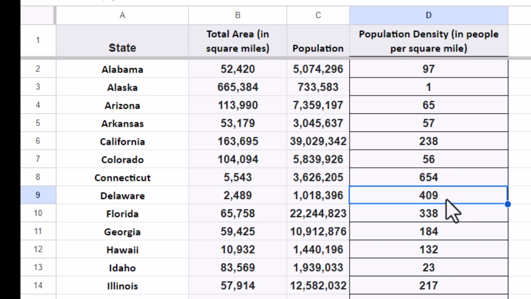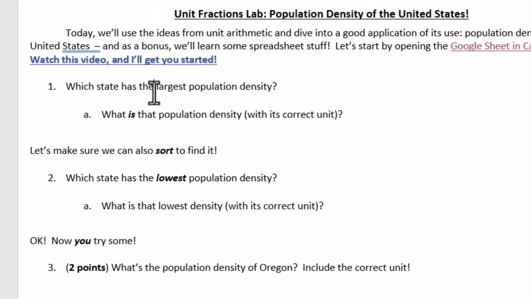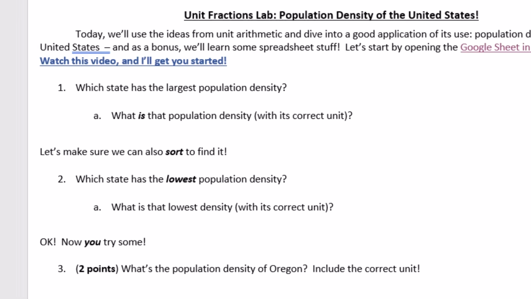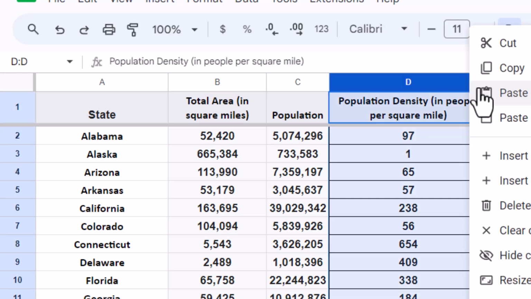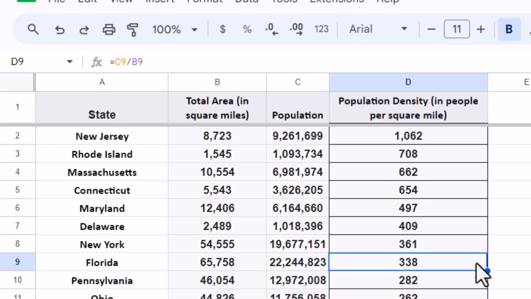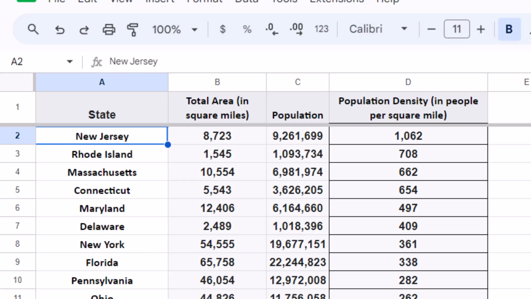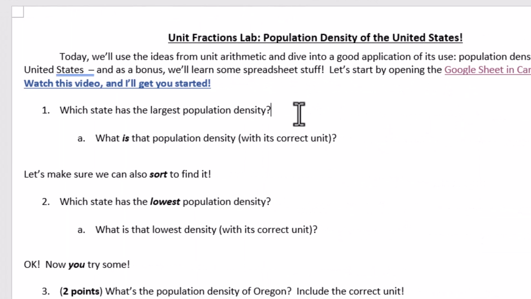Which states have the most people on top of them on average? Let's look at these first couple questions here. Okay, which state has the largest population density, and what is that population density with its correct unit? Okay, let's go back to the sheet, wherever it is. Here we go. So what I'm going to do, dear friends, is I'm going to sort this column, excuse me, Z to A, which means largest to smallest, because that way I see the largest population density right here. It's 1,062 people per square mile in the great state of New Jersey. So answer number 1 up here, largest population density is the dirty Jers, New Jersey.